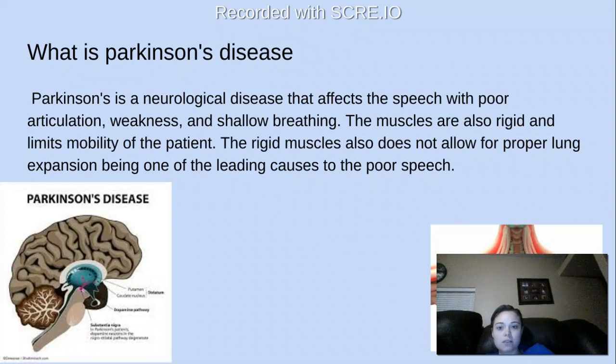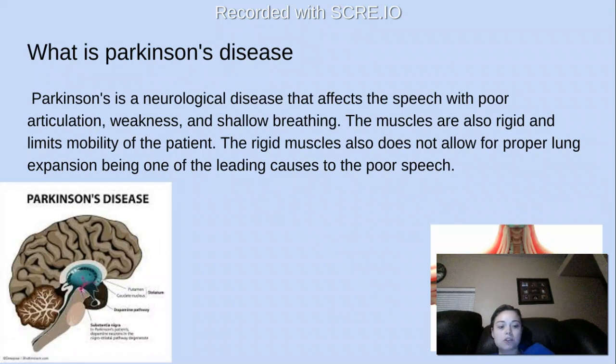What is Parkinson's disease? Parkinson's is a neurological disease that affects the speech with poor articulation, weakness, and shallow breathing. The muscles are also rigid and limit the mobility of the patient. The rigid muscles also do not allow for proper lung expansion, being one of the leading causes of the poor speech. So you can see over here the areas of the brain that are affected with Parkinson's.